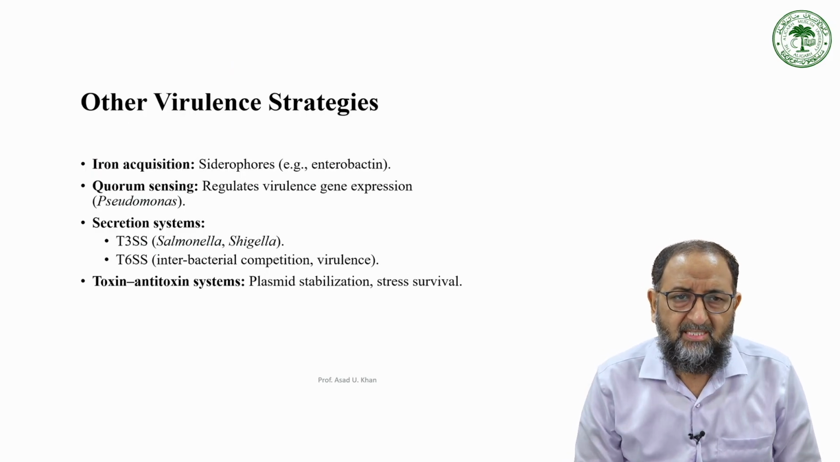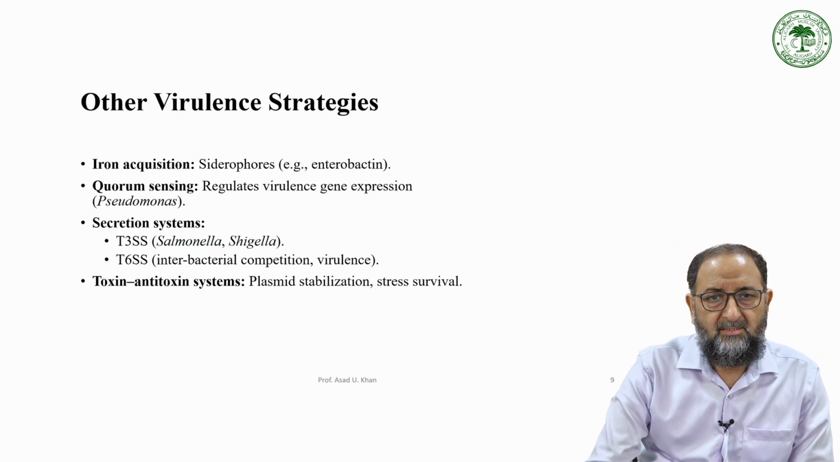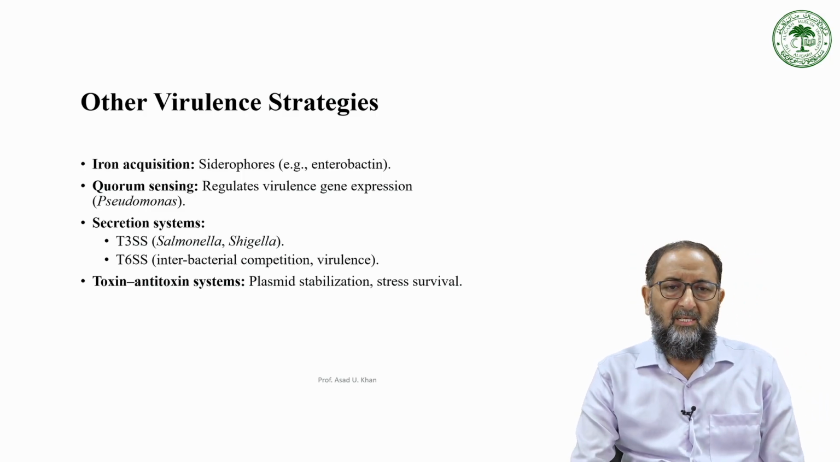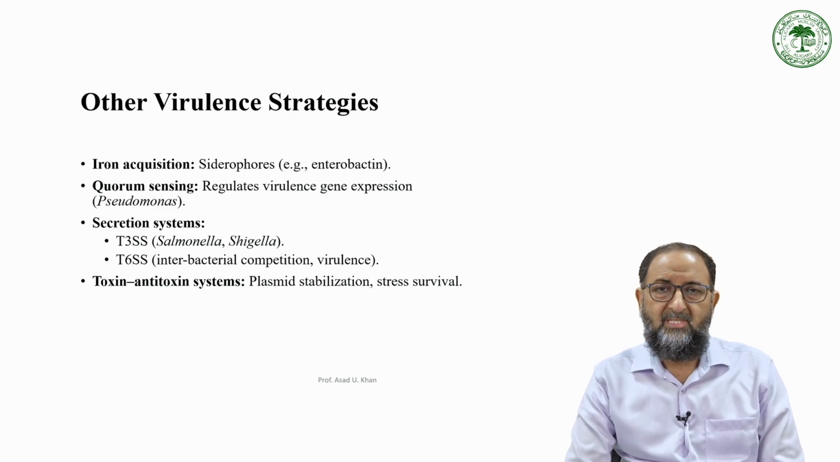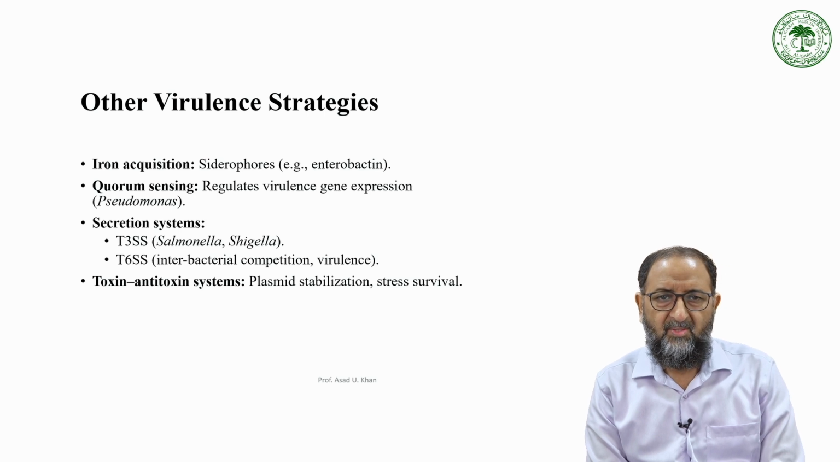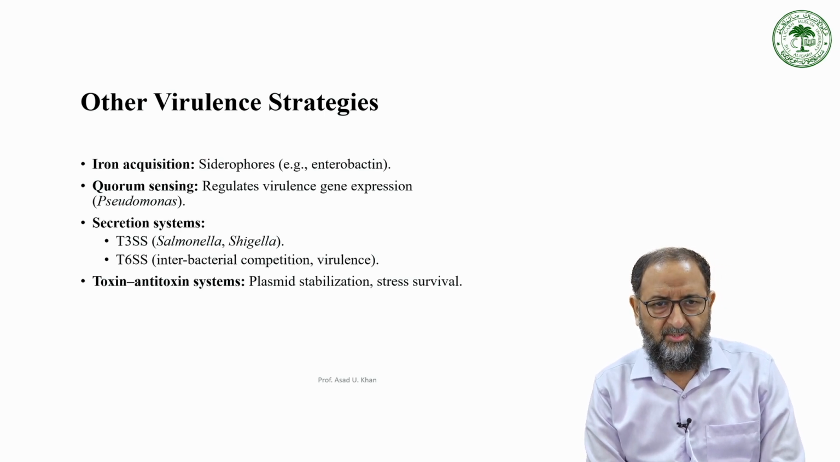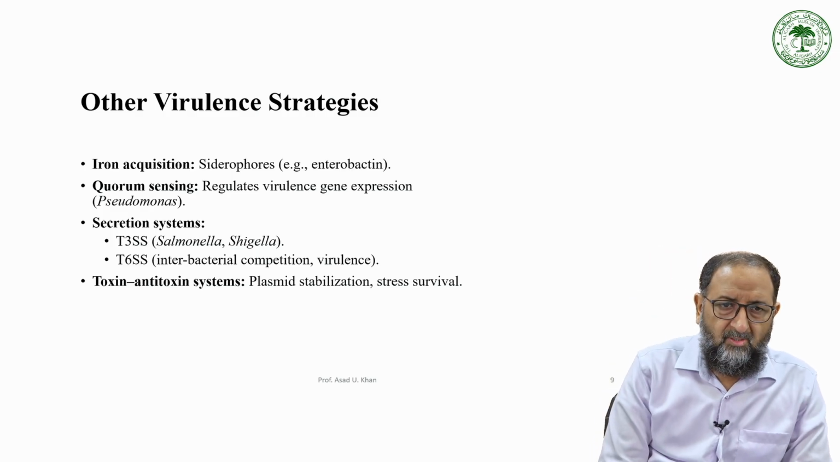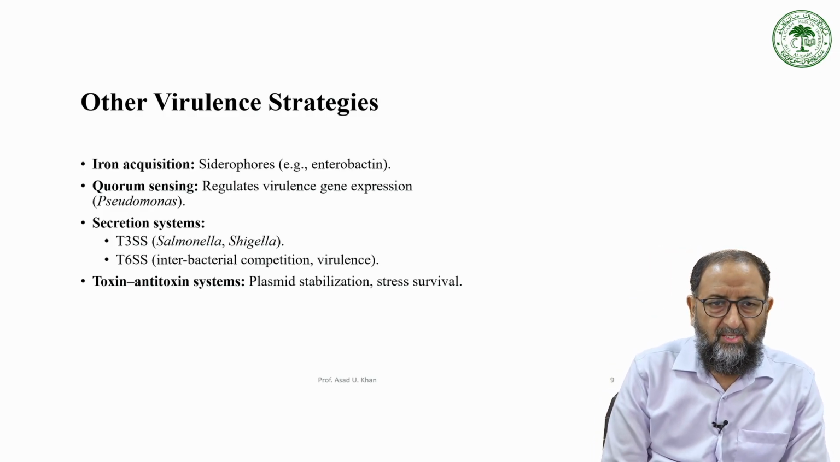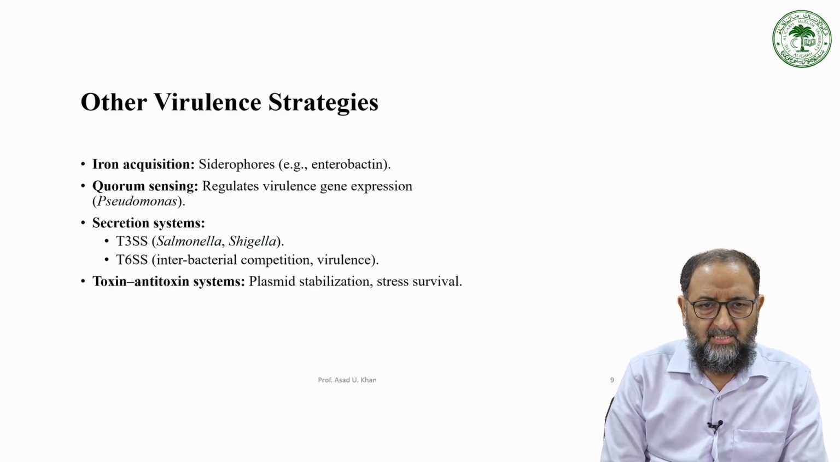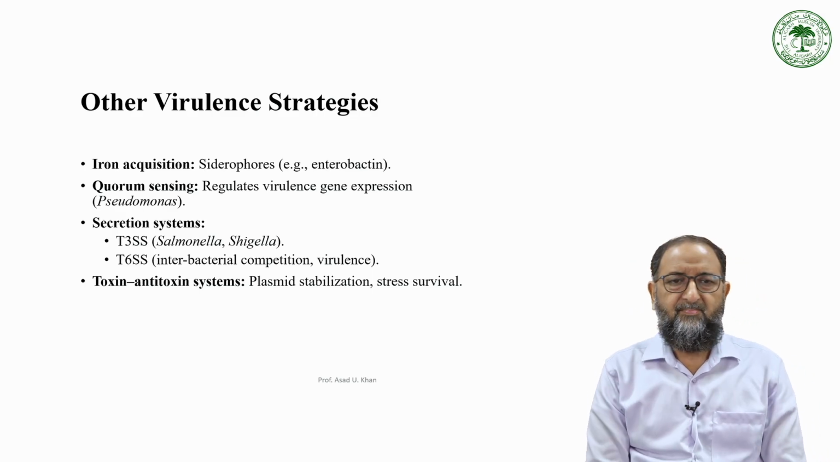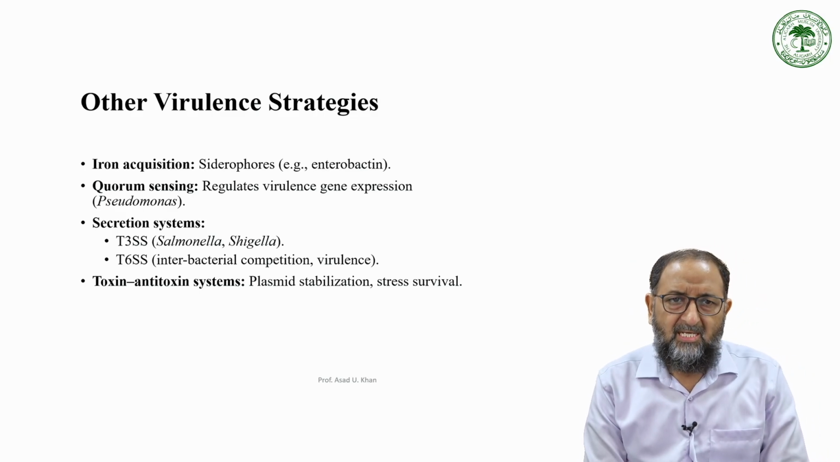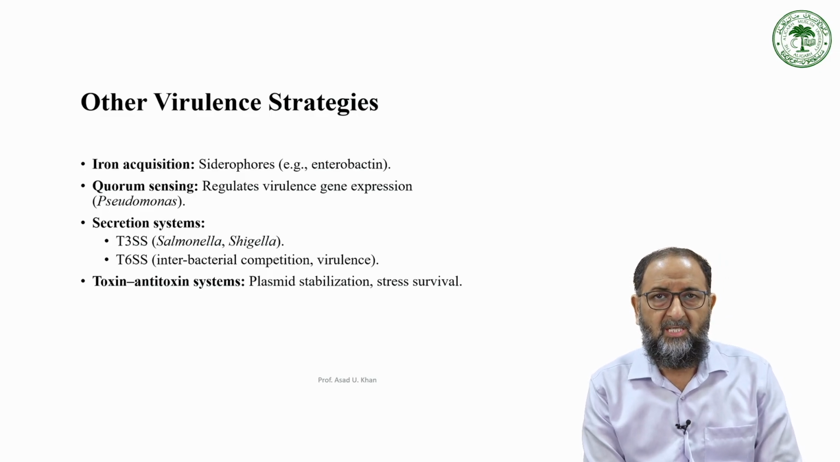The other virulence factors include iron acquisition through siderophores, for example enterobactin, and the quorum sensing mechanism, controlled by several genes present in bacteria, which regulates virulence gene expression. Pseudomonas is one example. Also the secretion systems are one of them, where T3SS is found in Salmonella and Shigella, and T6SS is involved in interbacterial competition and virulence. So iron acquisition, quorum sensing and secretion systems are also very important.